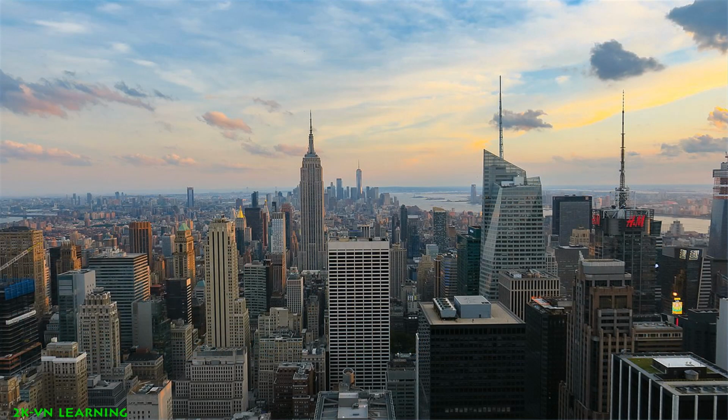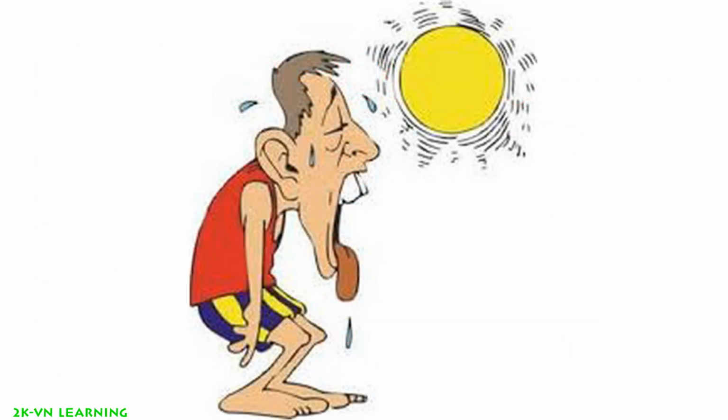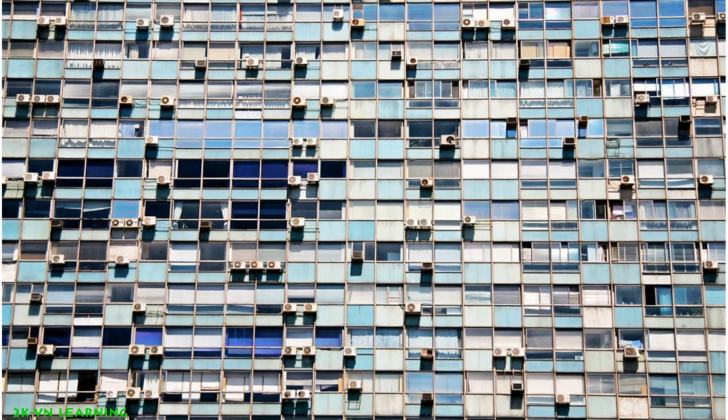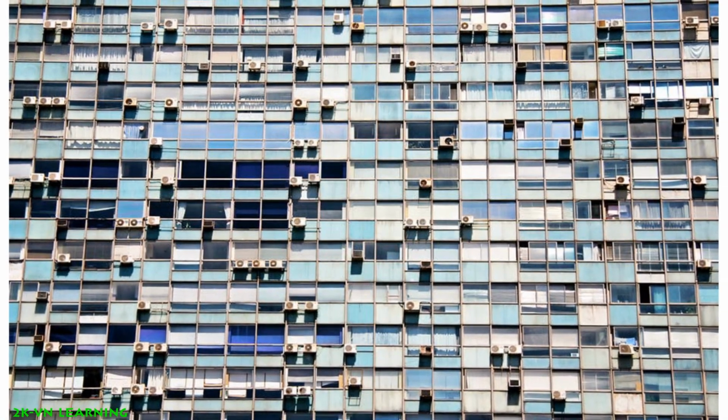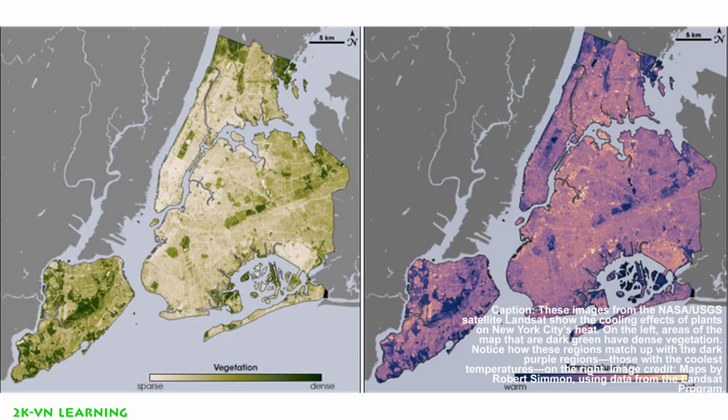In the summer, New York City is about 7 degrees Fahrenheit, which is 4 degrees Celsius, hotter than its surrounding areas. That doesn't seem like much, but these higher temperatures can cause people to become dehydrated or suffer from heat exhaustion. The hot temperatures also require more energy to operate fans and air conditioners. This can lead to power outages and a serious danger to public health.